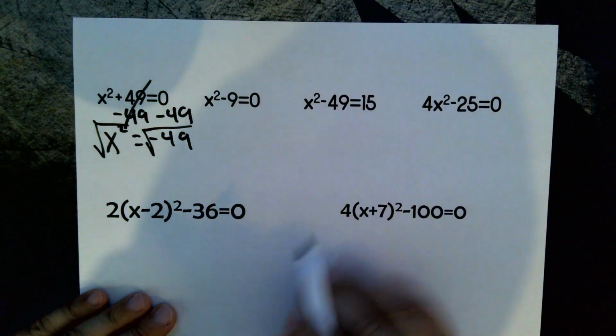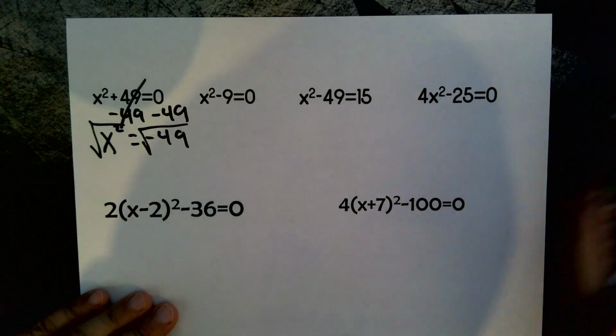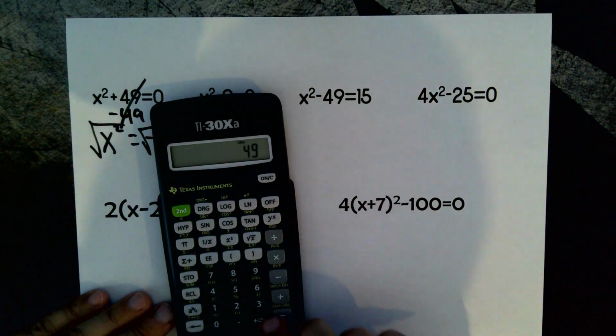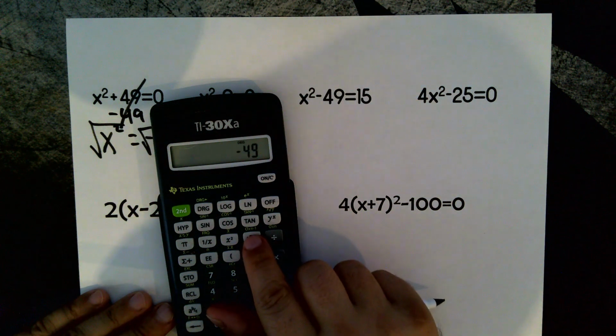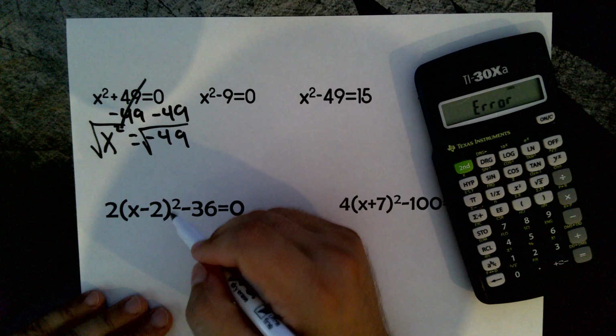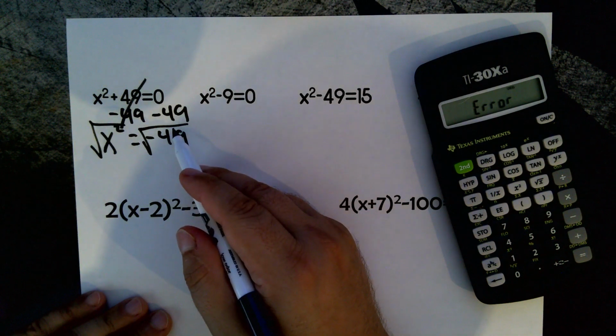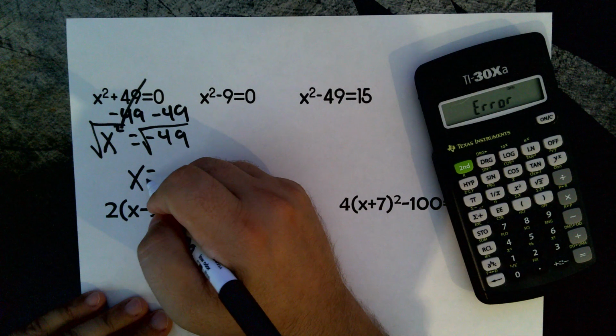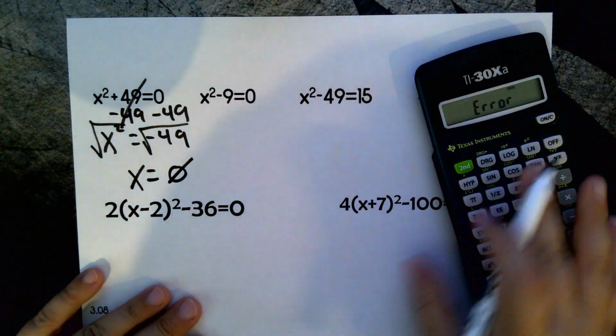Now when you take the square root of a negative number, you can try this on your calculator. So I've got negative 49. If you take the square root of it, that's this button right here, it's going to give you an error because you can't actually do it. There is no solution to a square root of a negative number. No solutions.